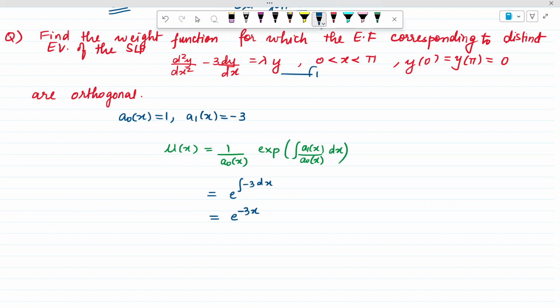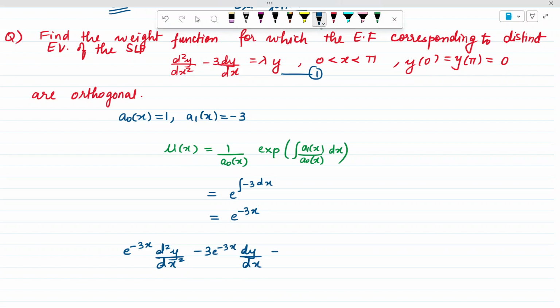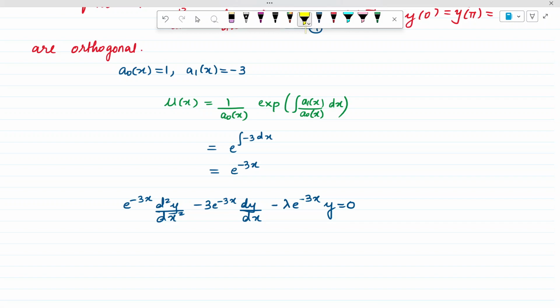And when I multiply equation number 1 throughout by this, I will have e raised to negative 3x d²y/dx² minus 3 e raised to negative 3x dy/dx minus lambda e raised to negative 3x y equal to 0. The first two terms need to be converted into the standard form. Anyway, the first two terms are going to give you P of x.